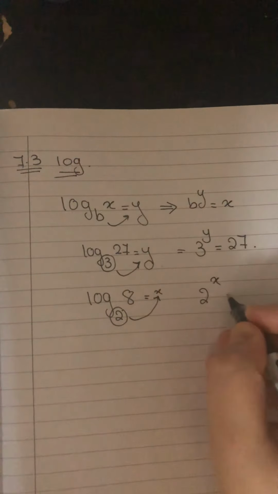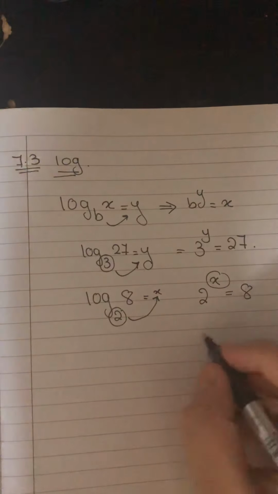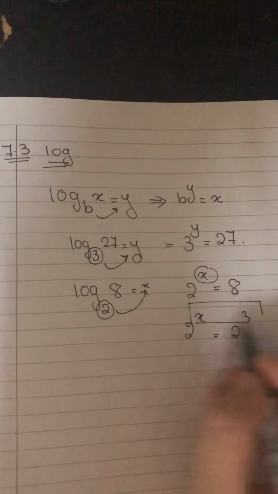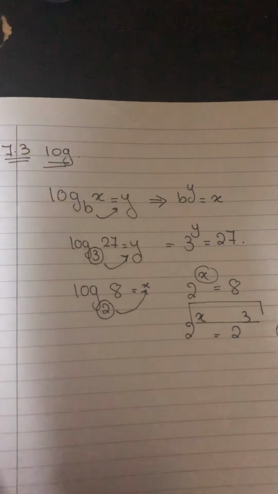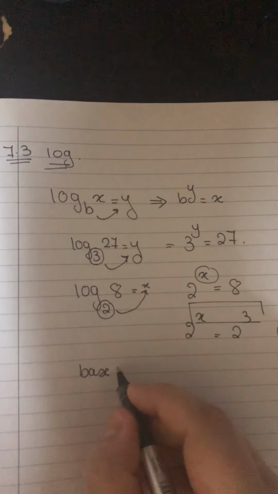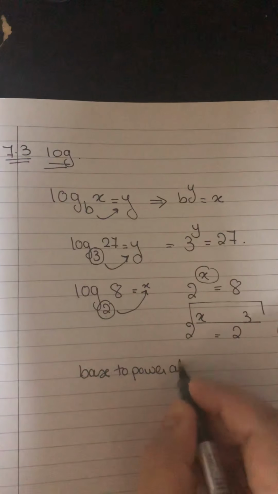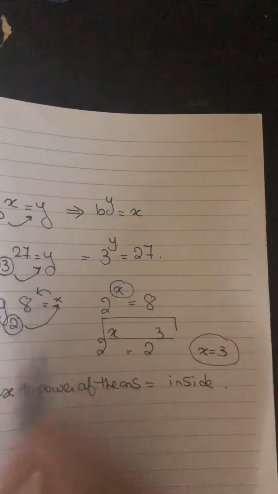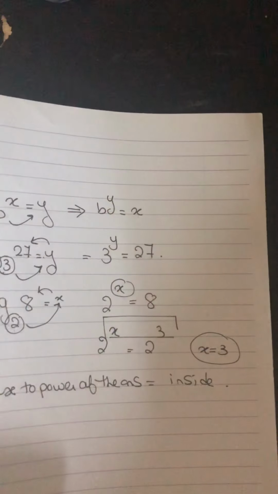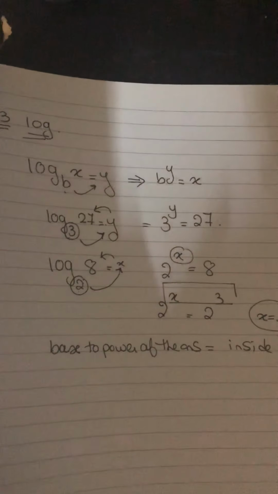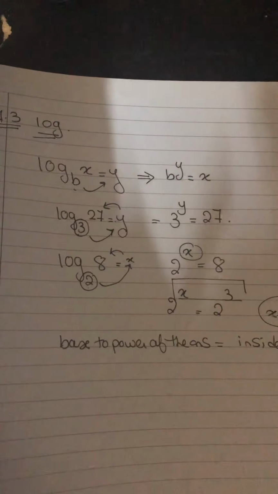So 2 to the power of x is equal to 8. So what is x? When 2 to the power of x is equal to 2 to the power of 3, definitely I'm thinking quickly that x must equal 3. So remember, the base to the power of the answer equals what was inside. 2 to the power of x is equal to 8, here 3 to the power of y is equal to 27, or b to the power of y is equal to x. This is how we started.